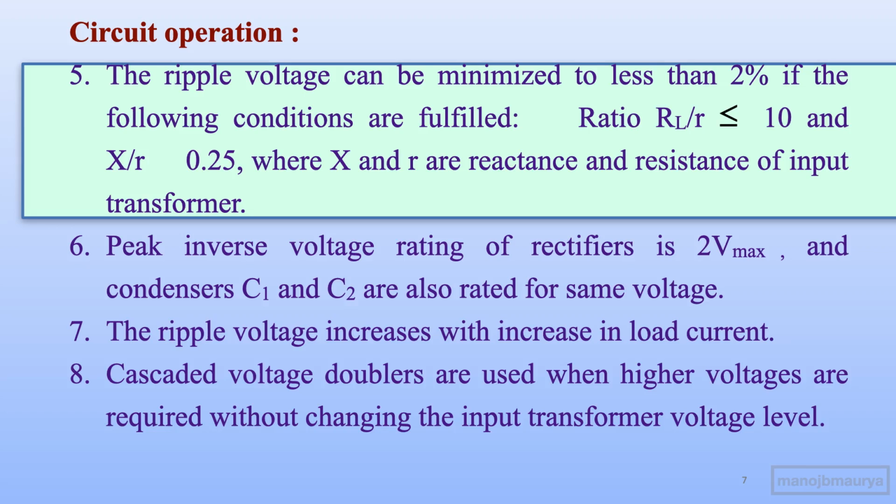First one is the ratio of load resistance to the resistance of input transformer should be less than or equal to 10, and the second condition is the ratio of transformer leakage reactance to the resistance of transformer should be less than or equal to 0.25. If these conditions are satisfied, then it is possible to minimize the ripple content below 2% value.